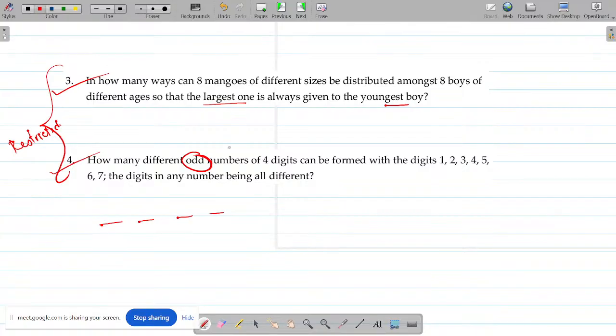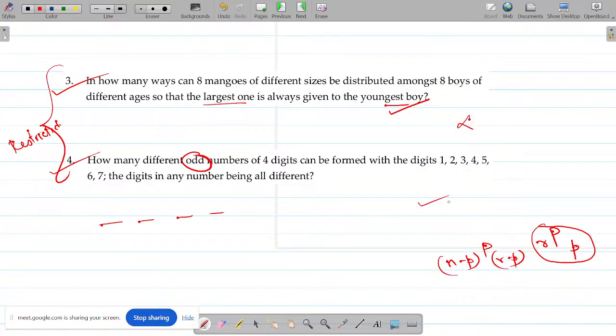When it comes to restricted permutation, our formula is (n-p)P(r-p) times pPp. Now the problem here is that when we apply this formula directly, we will not get the answer, but here we get it. Why is this the issue? Here, largest one and youngest boy are both conditions. We have so many numbers, but only 4 odd numbers are present. What are the odd numbers present? 1, 3, 5, and 7.